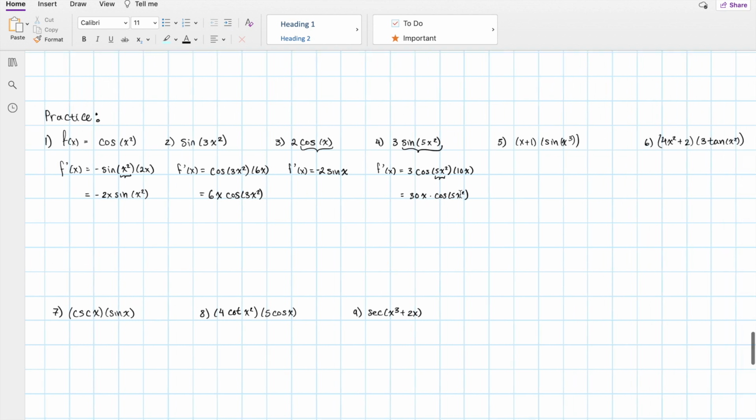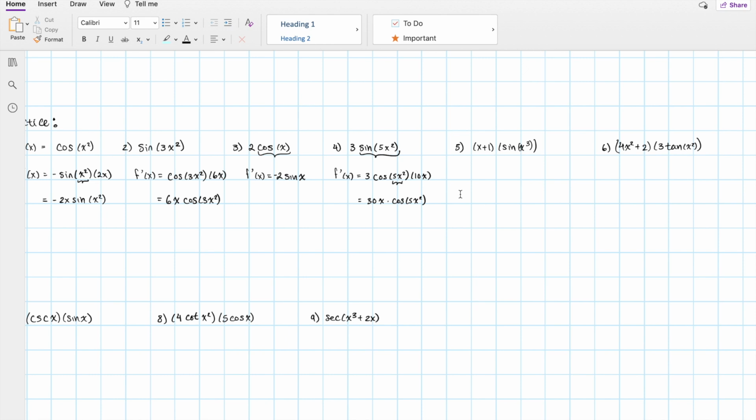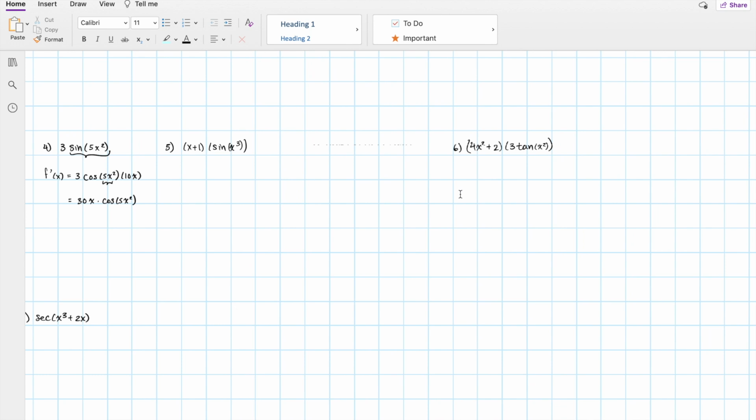Okay, question 5. So here we're going to have to take into account that we're dealing with a product rule. So we have function 1, function 2. The rule says 1 times 2 means the derivative is 1 times 2 prime plus 2 times 1 prime. Okay? So let's solve for this now.